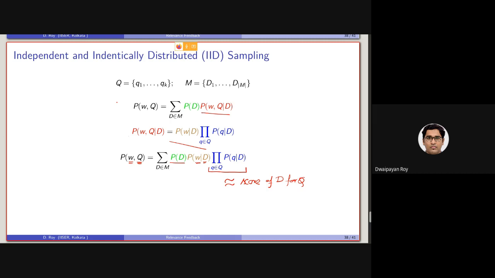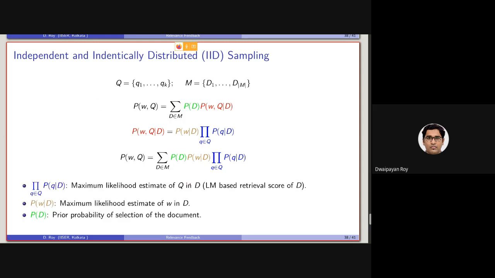Now, as we started with, we discussed that we'll be approximating R by Q. Based on this, we'll be approximating the generation probability of the individual words from R. Here, this is the maximum likelihood estimate of Q, the query, in D. As I have discussed, this is approximately the language model based retrieval score. This part is the maximum likelihood estimate of the word in document D, and P(D) is the prior probability of selection of that document.